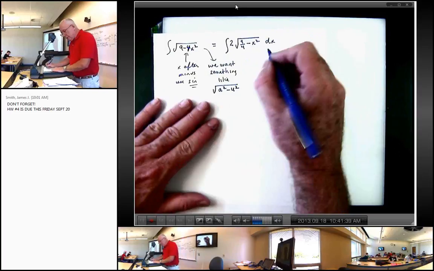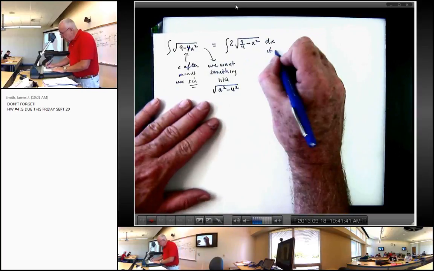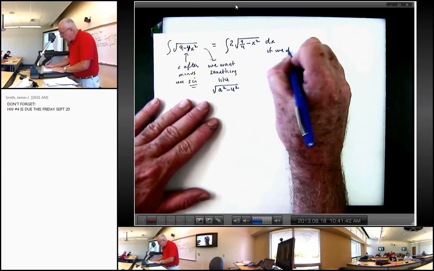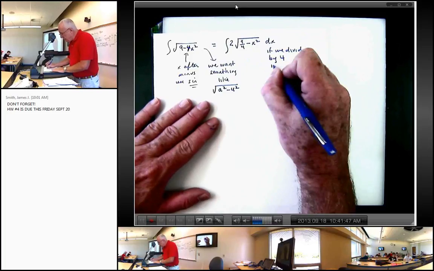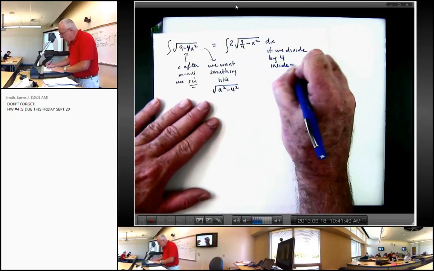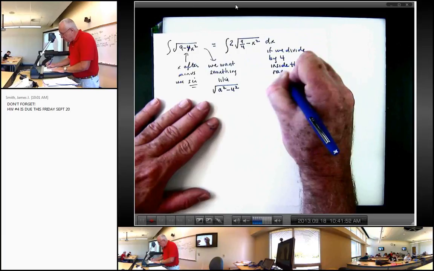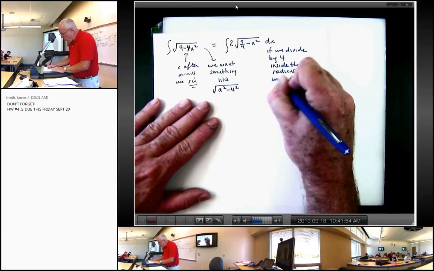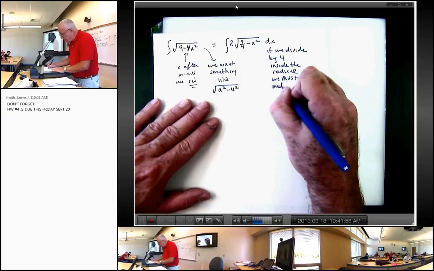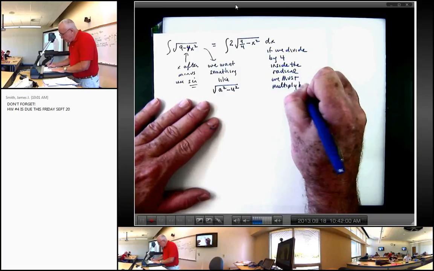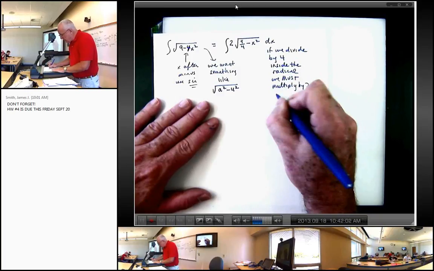So this is what I'm saying here. If we divide by 4 inside the radical, or under the radical, we must multiply by 2 outside the radical.